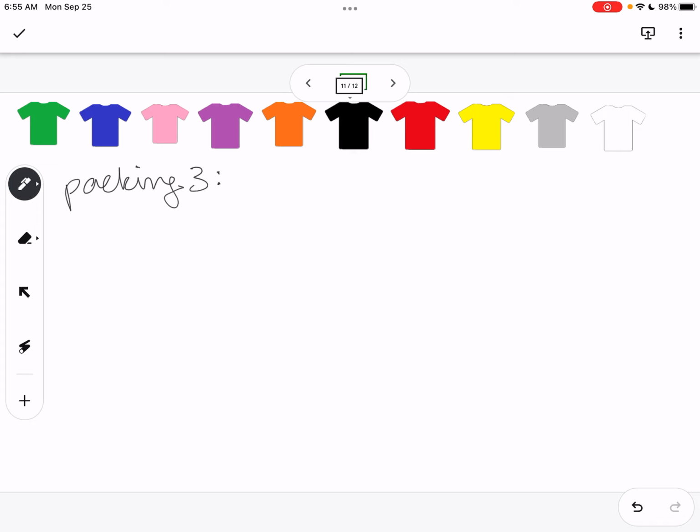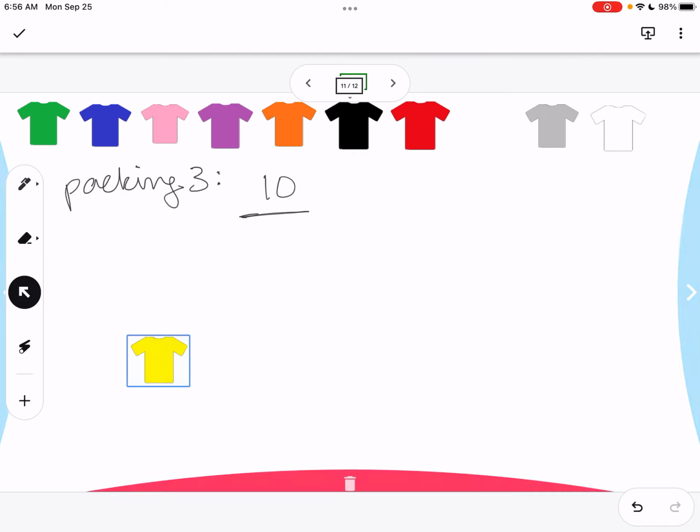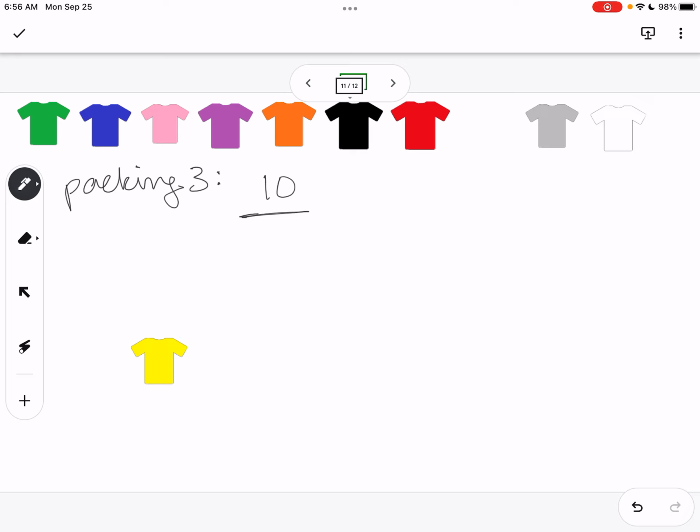So my first choice, there's 10 choices. I can go and pick any one of my 10 shirts. Once I have packed my yellow shirt, now for my second choice, there's only 9 choices left. I can pick any of these. So I'm going to pack a blue shirt.